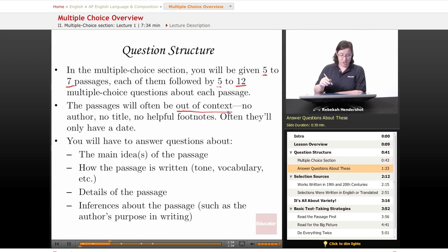You will have to answer questions about the main idea or main ideas of the passage, so look for the big picture. You'll have to talk about how the passage is written, tone, vocabulary, that kind of thing, how the author gets his or her point across. Then you'll have to answer questions about specific details of the passages. What does this word mean in context? What detail, what little twist is in here? And finally, you'll have to make inferences about the passage, such as the author's purpose in writing. You'll have to read the passage and draw conclusions not based on the literal text, but kind of reading between the lines and drawing conclusions from there.